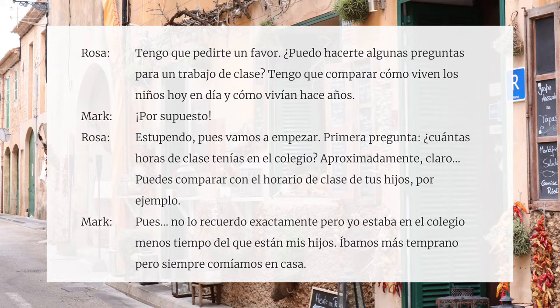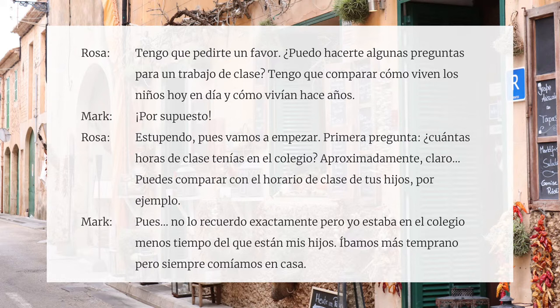Primera pregunta, ¿cuántas horas de clase tenías en el colegio? First question, how many hours of class did you have at school? Aproximadamente, claro. Approximately, of course. She makes a suggestion. Puedes comparar con el horario de clase de tus hijos, por ejemplo. You can compare this with your son's or your children's timetable, for example. Before we go on, we'll just pick up on the tenías. You used to have, or you had, another imperfect.